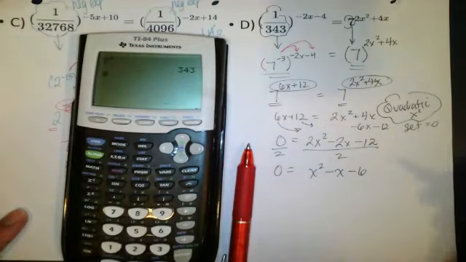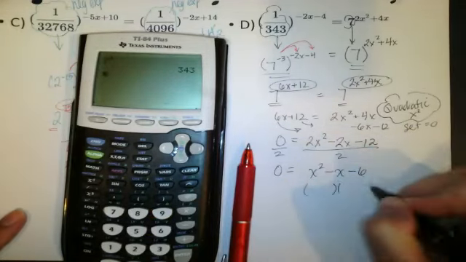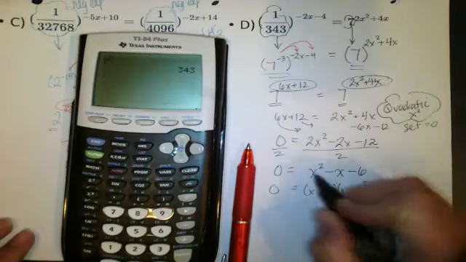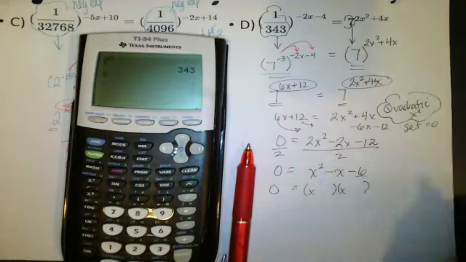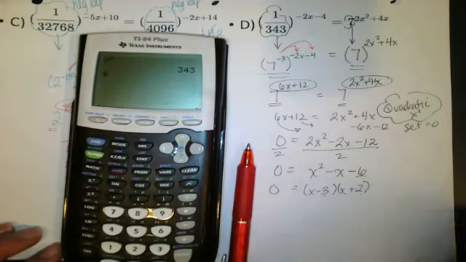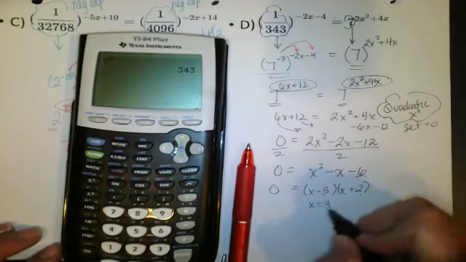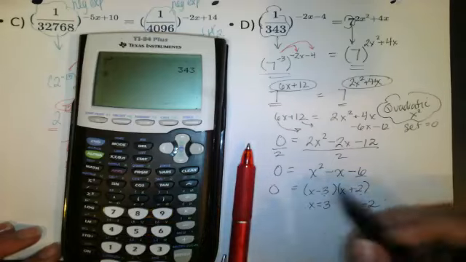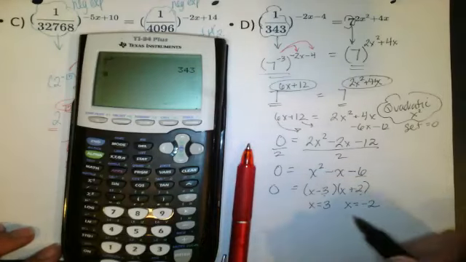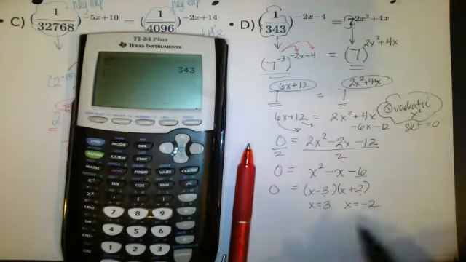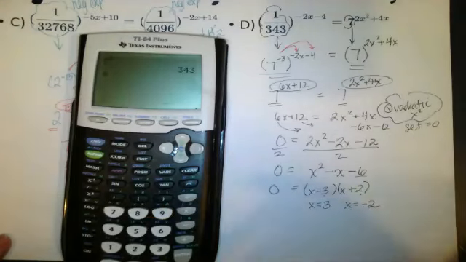And now we can factor and solve. So I'm going to go ahead and double bubble. So x times x is x squared. What times what is negative 6? Negative 3 times positive 2. And then you would get x equals positive 3 and x equals negative 2 as solutions. Now, possible solutions. So I'm going to go ahead and take a second, and I'm going to start by plugging in x equals 3.